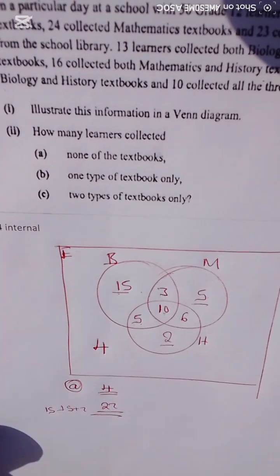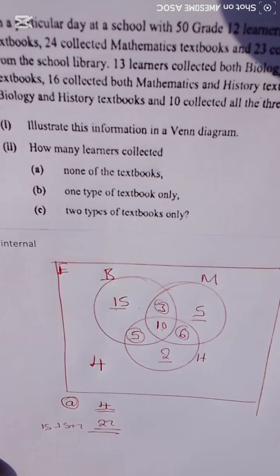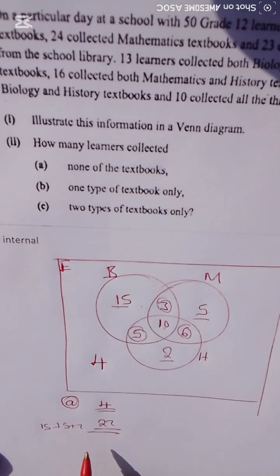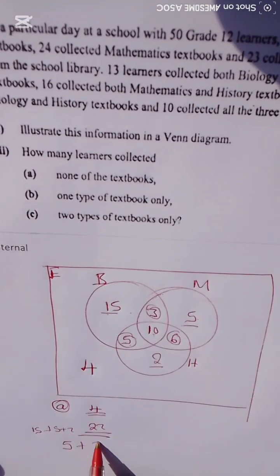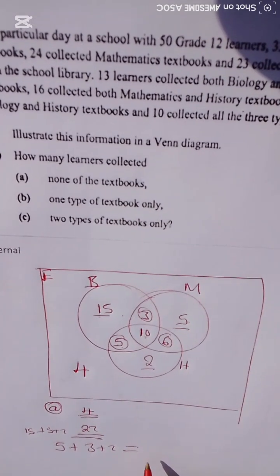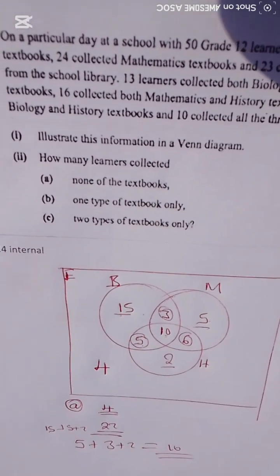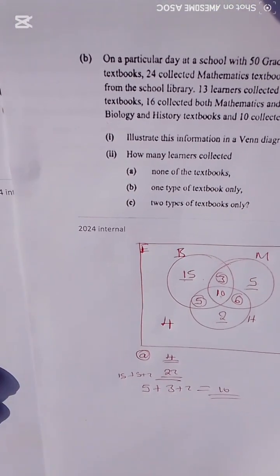Then they're asking how many collected two types? If it's two types, you always get these that are on the intersection sets, leaving out the 3. So in this case, it will be 5 plus 3 plus 2. So 5 plus 3, that is 8, plus 2, it will give me 10. So at that point, it means that you are successful with the question based on what is termed as sets.